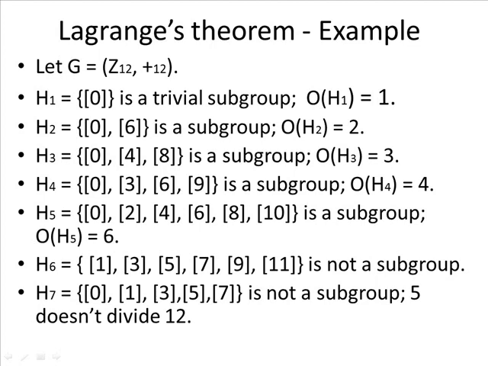But I can always verify this because H7 has 5 elements and 5 never divides 12. 12 is not a multiple of 5, and this is enough for me to eliminate that H7, which is a subset. This subset can never become a subgroup of the group G star.